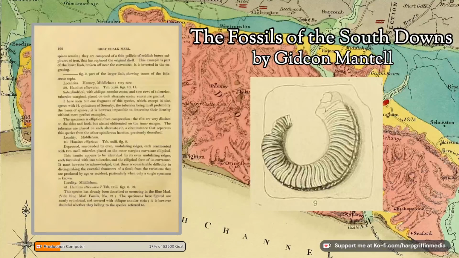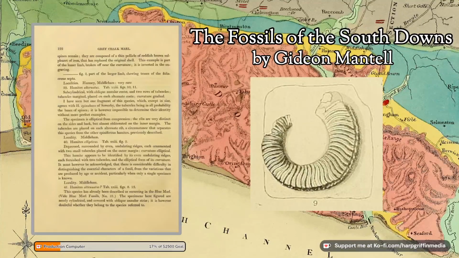Hamites ellipticus. Tablet 23, Figure 9, depressed, surrounded by even, undulating ridges, each ornamented with two small tubercles placed on the outer margin. Curvature elliptical. This hamite appears to be identified by its even, undulating ridges, each furnished with two tubercles, and the elliptical form of its curvature.